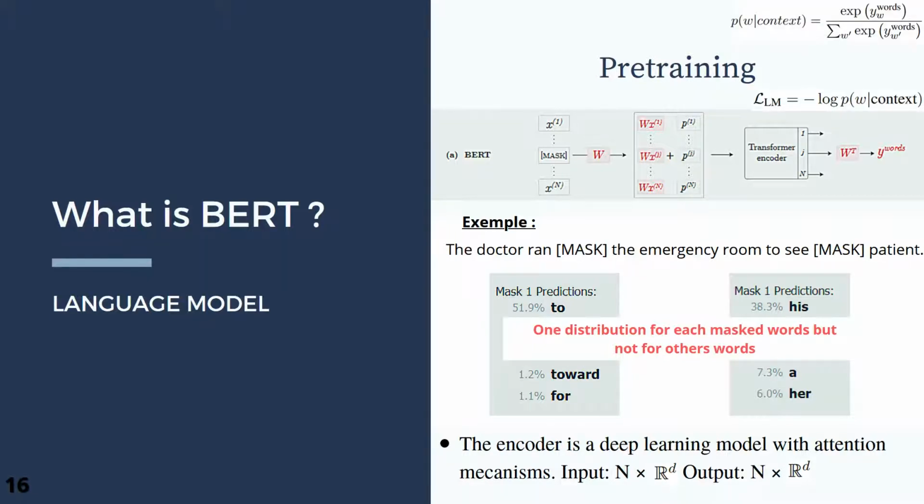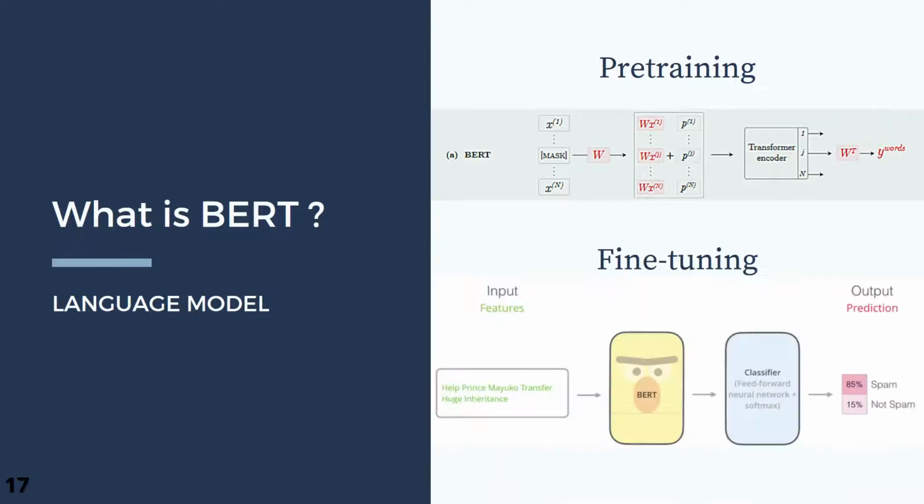On the top right corner, you can see the loss. The loss is minus log p of w given context. And p of w given context is the exponential of the correct word divided by the sum of the exponential of every word. Once the pre-training is done, yay! We can move on to the next step. In order to fine-tune our model, we have to delete the two last layers, the softmax and the transpose of W.